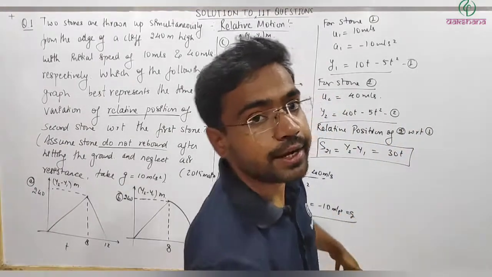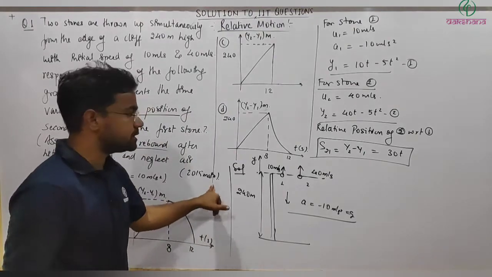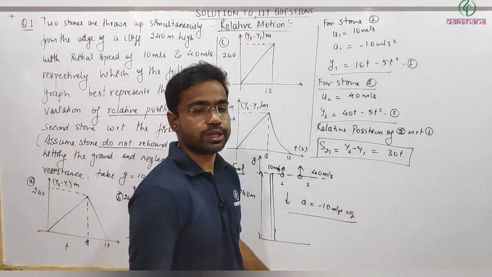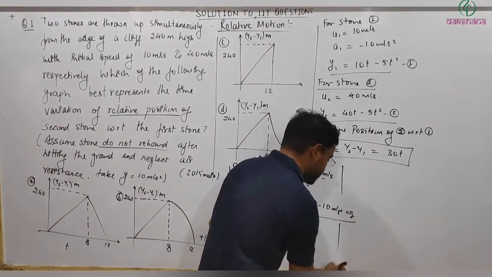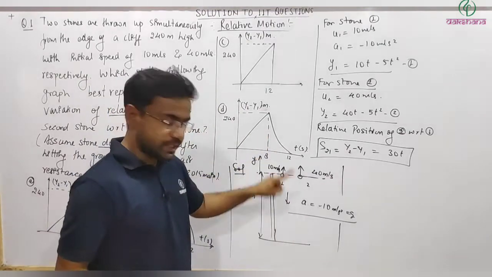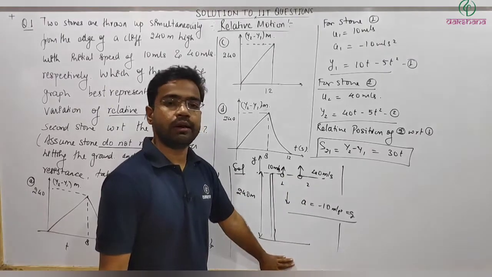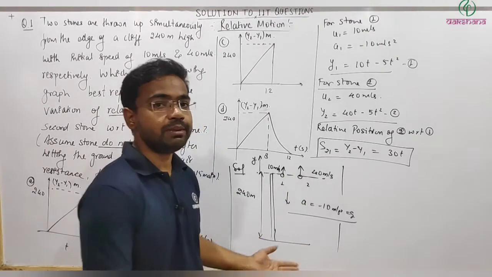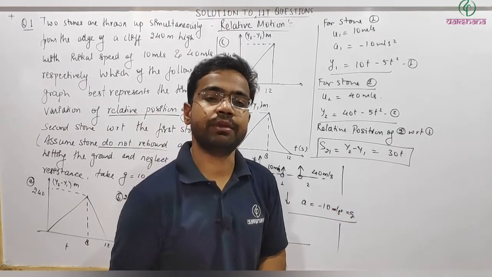Because this is an IIT question, actually asked in 2015 mains, not even advanced, but it's a good question. Here this is the relative position, but we need to look for a few more details. First, the first stone will hit the ground. Let's calculate when it is hitting. Then the second stone will also hit the ground. Let's calculate that time. Because once both the stones hit the ground, the relative position between them will be 0.